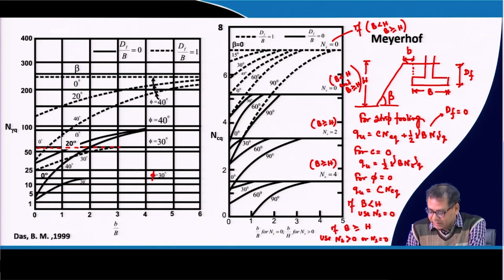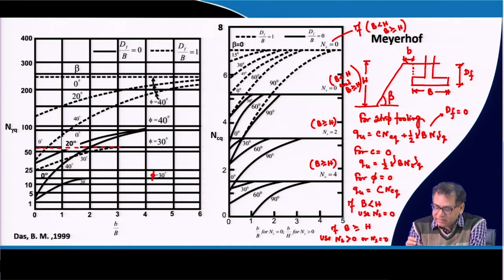If b is less than equal to h, then use only n equal to 0. That means, if b is less than equal to h, then you only use n equal to 0 case. Two cases: the firm line is for df by b equal to 0 and the dotted line is for df by b equal to 1. Clear? So, these two cases you can use if b is less than equal to h for n equal to 0. But if b is greater than equal to h, then you can use n equal to 0 case as well as n greater than 0 case.